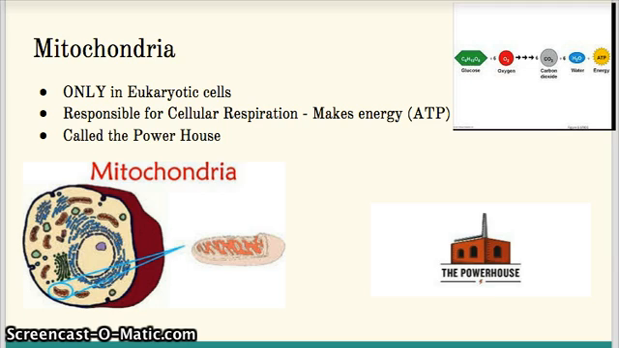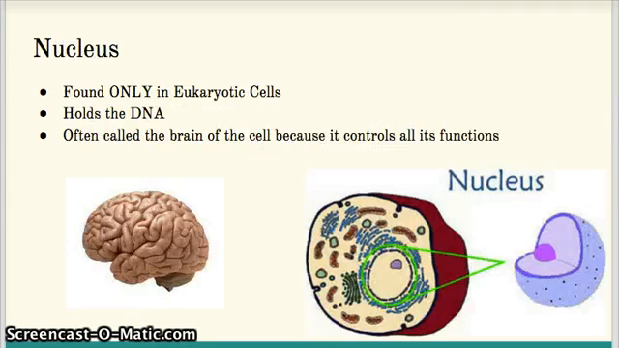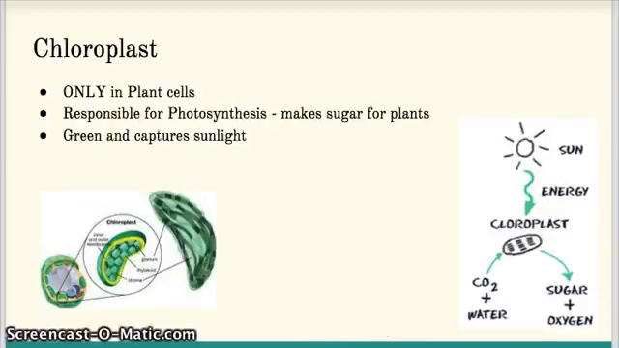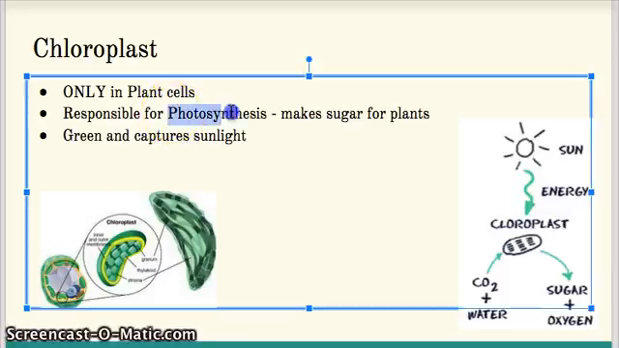The nucleus and mitochondria, these two, are found in all eukaryotic cells, both animals and plants. Now, these next three are only found in plant cells, which are also eukaryotic. So these are only found in eukaryotic cells, and they're only found in plant cells. So the chloroplast is responsible for the other process, photosynthesis. And remember, photosynthesis takes in carbon dioxide and gives off oxygen. We talked about that in Unit 1.